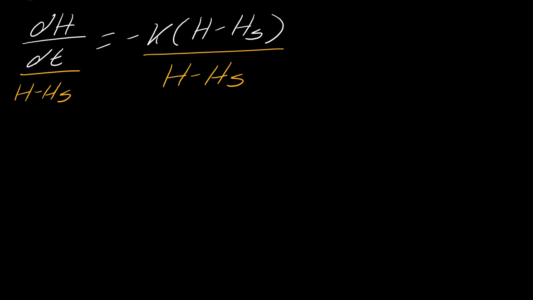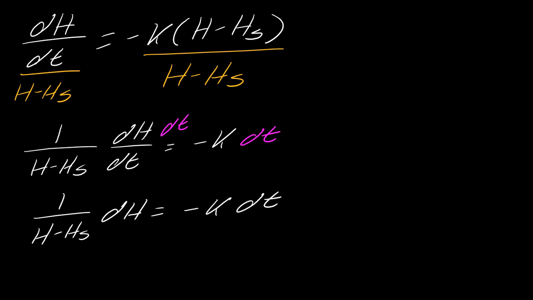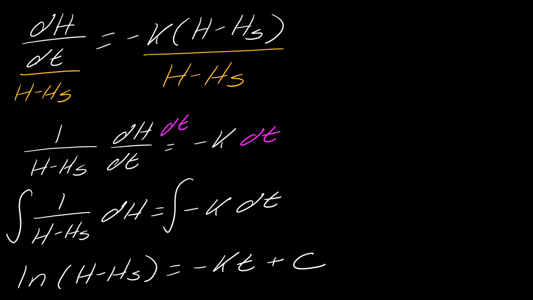So I divide both sides by H minus H sub S, so then I have this situation. Then I want to bring the dt over to the other side, so I multiply both sides by dt. Now I've got this situation, and then I can integrate. Now if I integrate, I'm going to get the natural log of H minus H sub S equals negative kt plus C.